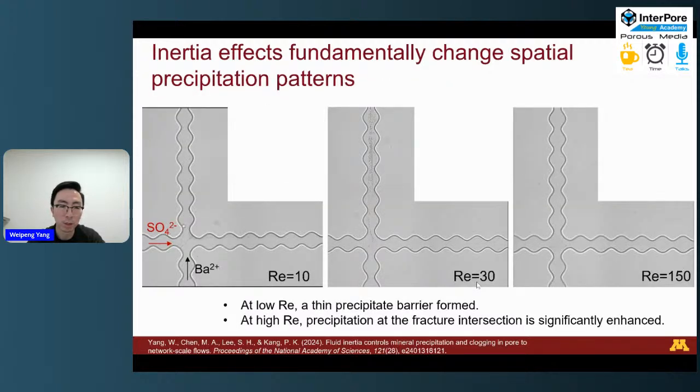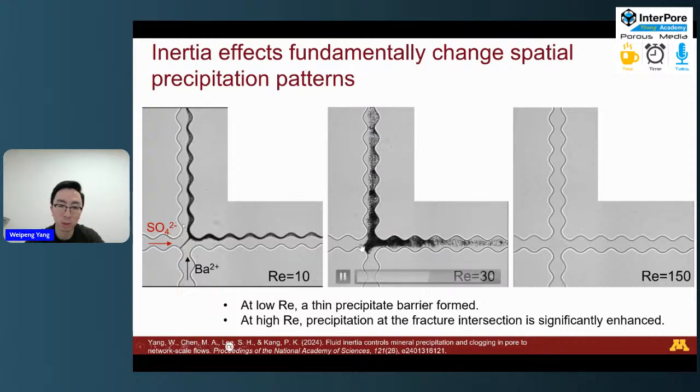Here, first we studied the equal injection rate condition. For the low Reynolds number, as the reaction happens, it will form this kind of very thin precipitation barrier along the intersection and then extend to the downstream. This is similar to what people observe under creeping flow condition. But as the Reynolds number increases, you can see that the precipitation was enhanced significantly. You can see the width of precipitation at the intersection becomes much wider, and also similar for the precipitation in the downstream.